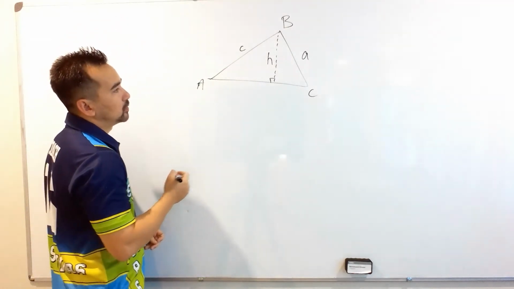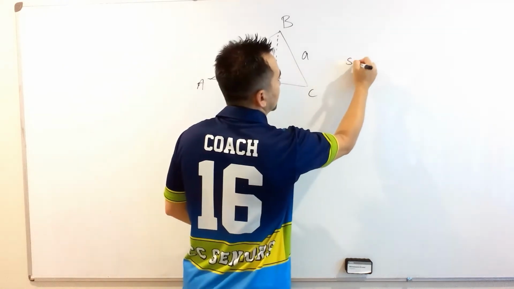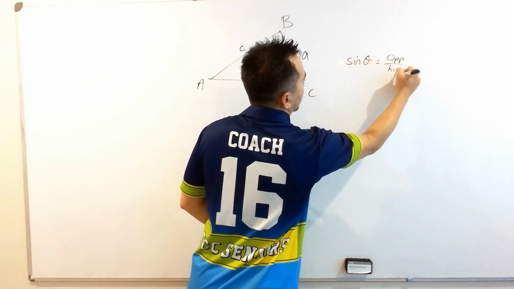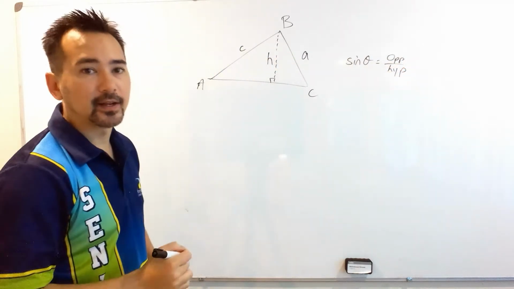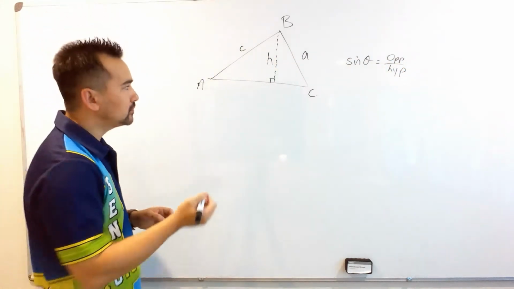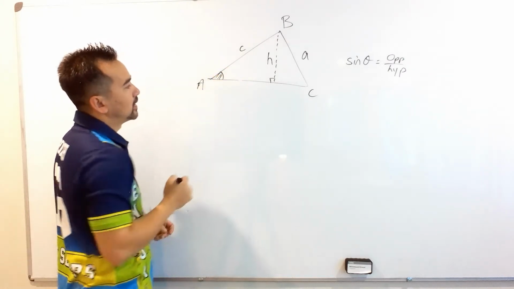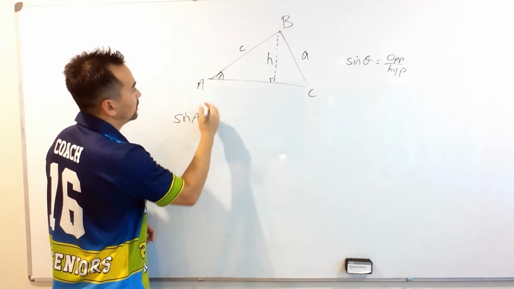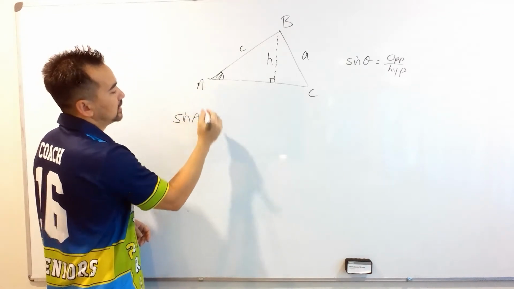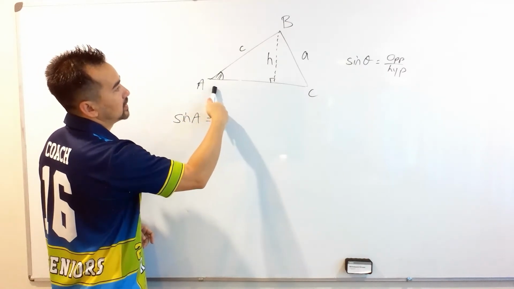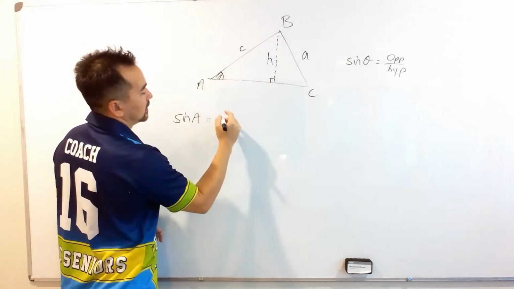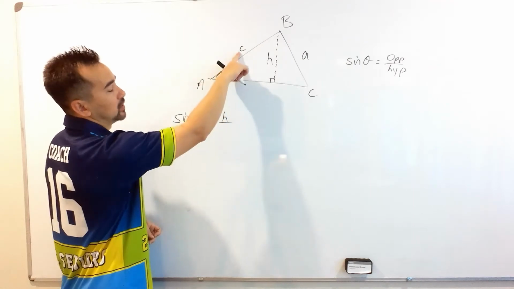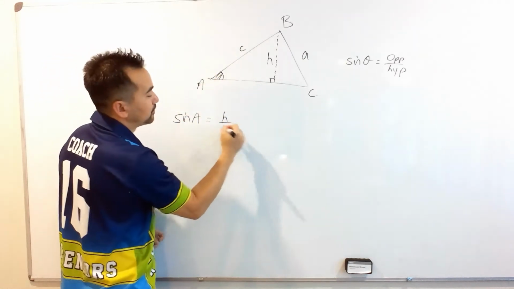Now, we're all familiar with this rule: sine theta is equal to the opposite divided by the hypotenuse. Now I'm going to use that rule a couple of times. Starting with this ratio, we know that the sine of this angle is equal to the opposite, which in this case is h, divided by the hypotenuse, which is small c.